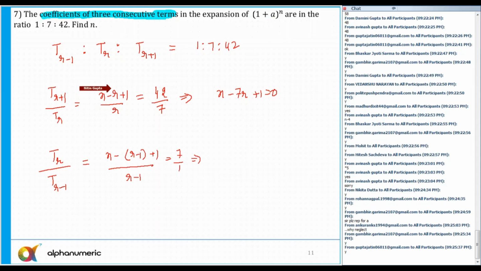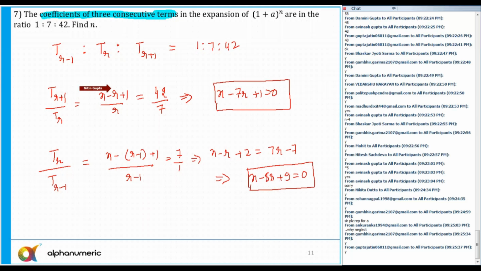So from here, tell me what will I get? This comes out to be n minus r, minus minus is plus 1, plus 1, that is plus 2, and it is equal to 7r minus 7. So from here I get n minus 8r plus 9, which is equal to 0. So there are two equations, n minus 8r plus 9 equal to 0 and n minus 7r plus 1 equal to 0. Solving these two equations, can you tell me the value of n?